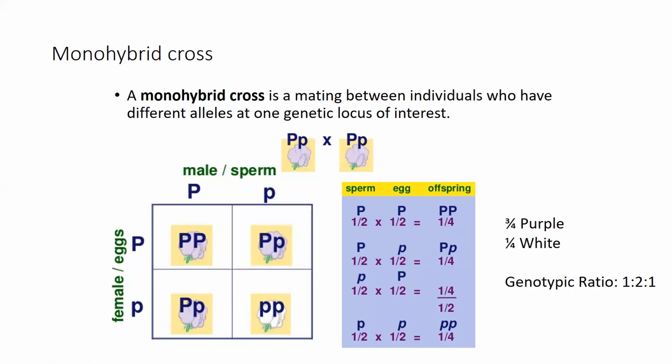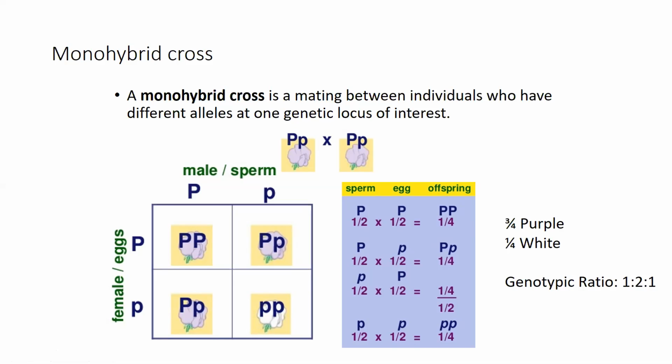So essentially you have 3/4 being purple. That's how we see the law of dominance, right? The heterozygous ends up purple because you already have a dominant allele, okay? And then with the recessive, you see it as 1/4 for white. So this is the genotypic ratio. It's 1 to 2 to 1: 1 homozygous dominant, 2 heterozygous, and then 1 homozygous recessive.